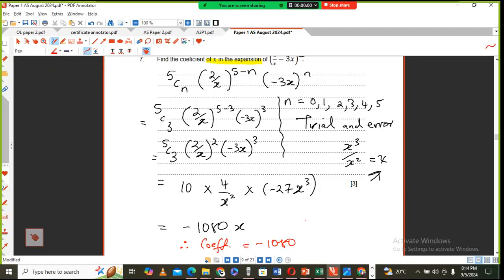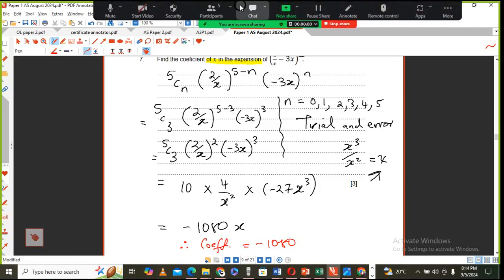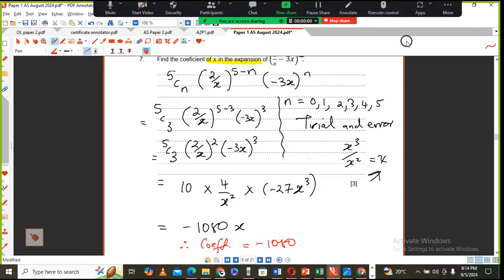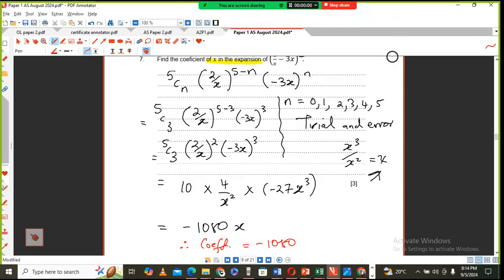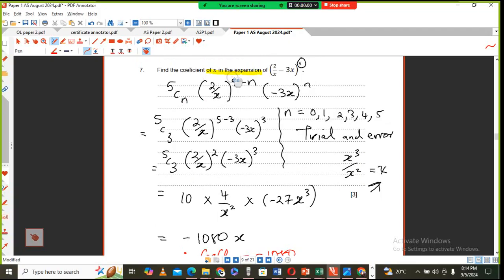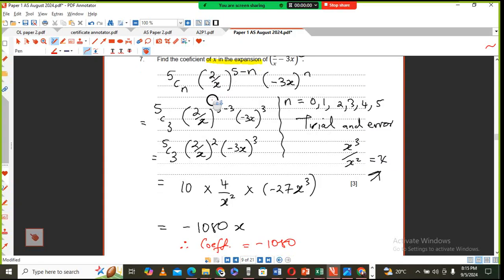Did you find it using a different method? Yes. It worked, but it's the same as what you did. Did you find r? How did you find r? Is there someone who had a different approach? Did you put 5 choose r, or what did you do?